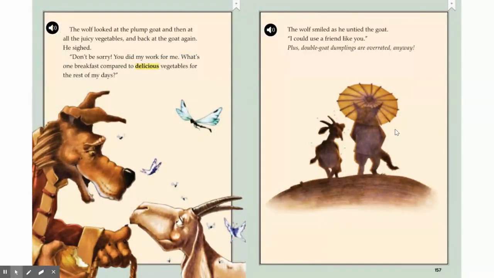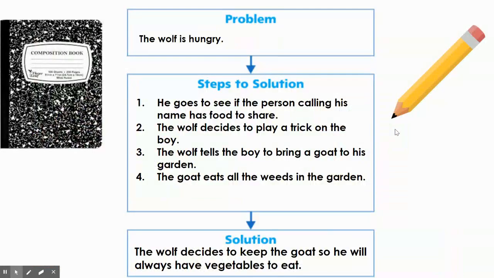In the end, the wolf does not eat the goat, instead keeping him around to help him in his garden. That way he can have food all year round. Sure sounds to me like he solved his problem, and that it was his solution. The wolf decides to keep the goat so he will always have vegetables to eat.